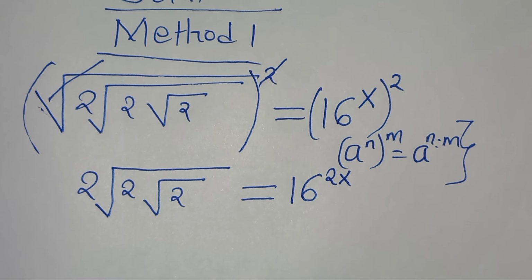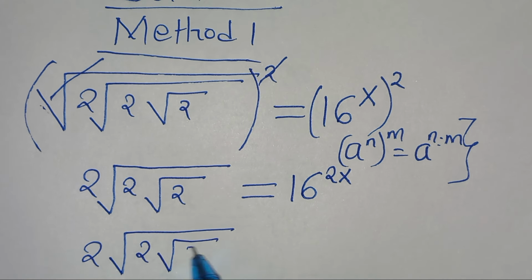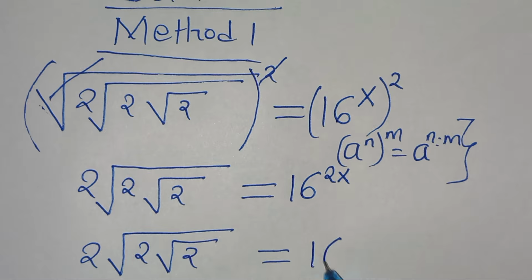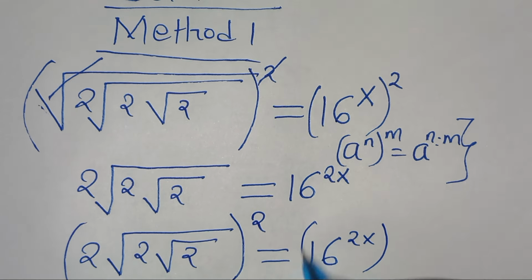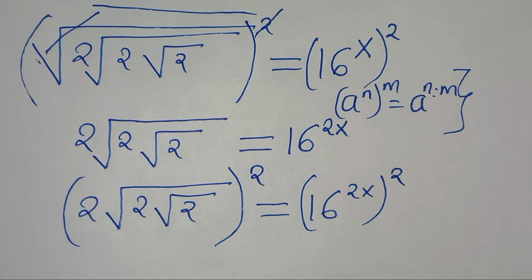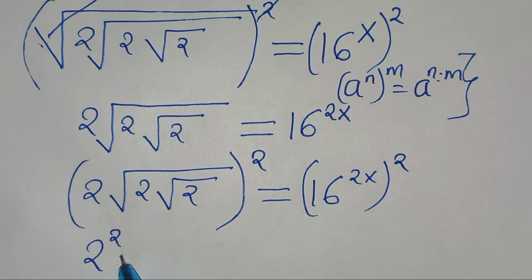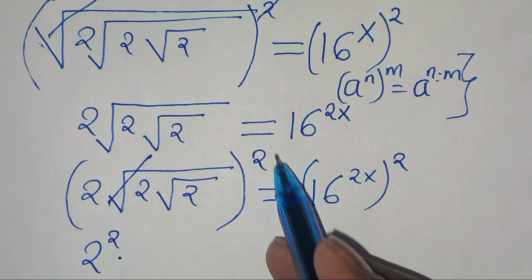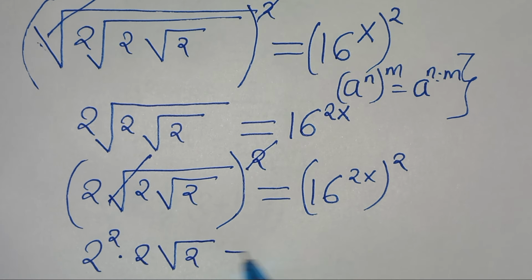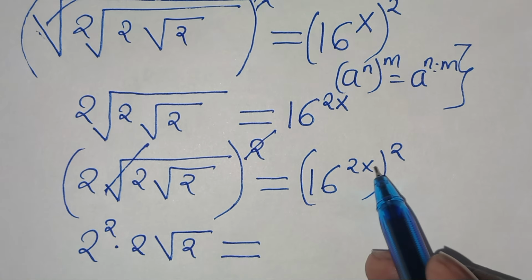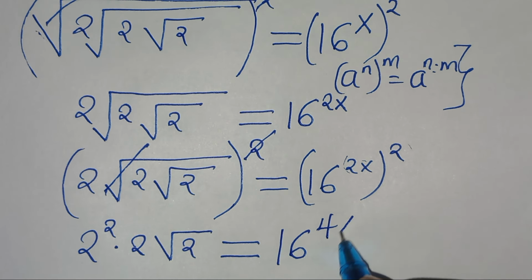Now the next step from here, again let's square on both sides so that we can eliminate the second square root sign, and this implies that we have this raised to the power of 2, and here we have raised to the power of 2. So this means that here we have 2 to the power of 2 multiplying by, now we can eliminate this square root sign here, so times 2, then times square root of 2. This is equal to 16 to the power of 2x times 2. So this is 16 to the power of 4x.